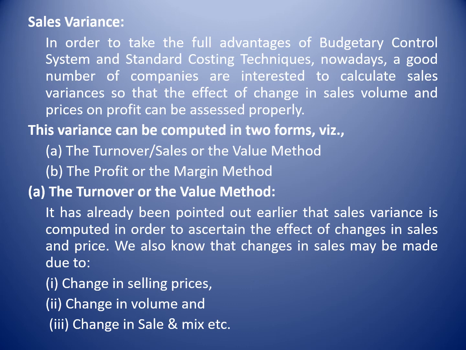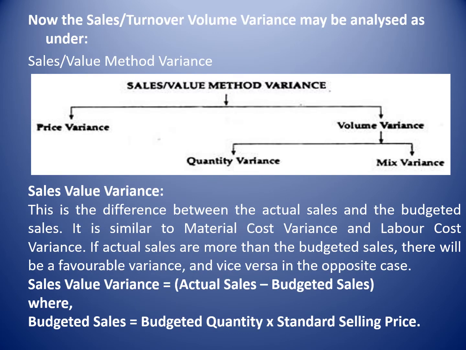The turnover or the value method means what? It has already been pointed out earlier that sales variance is computed in order to ascertain the effect of changes in sales and price. We also know that changes in sales may be made due to change in selling price, change in volume, and change in sales mix. Now, the sales turnover variance may be analyzed as under.